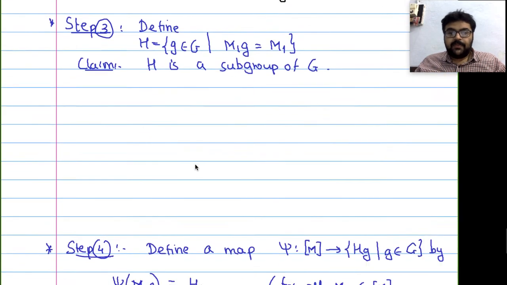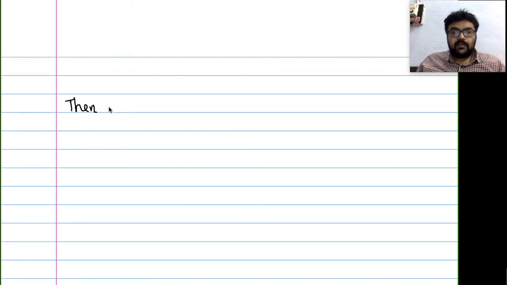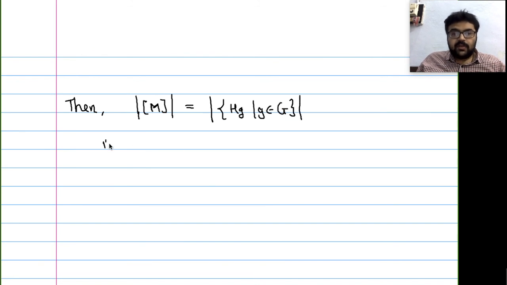So let us write n equals the index of H in G. If we want to write one more step, let us write it like this: the cardinality of M, because a bijection is there. Whenever we have a bijection between two sets, the number of elements is the same. That is the cardinality of the set HG, where G belongs to G, right? So n equals the index of H in G, which is nothing but order of G upon order of H, because G is a finite group.